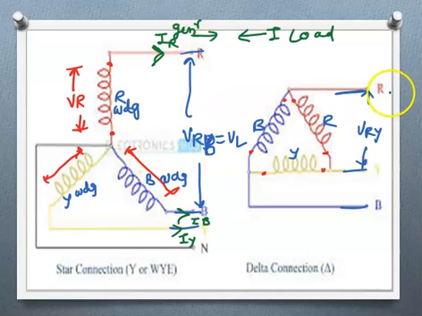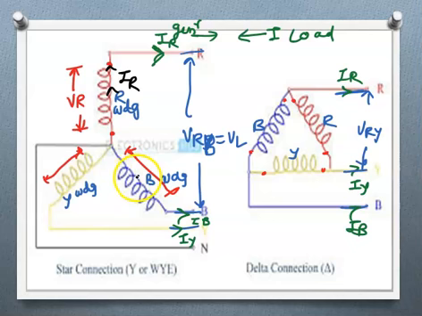Then where is phase current? And here also, this is IR, this is IY, this is IB. These are the line currents, the currents flowing through the supply lines. Then where is phase current? The phase current is the current flowing through the winding. So the current flowing through this winding is, suppose here or here, this is IR, flowing through this winding this is IB, and this is IY.